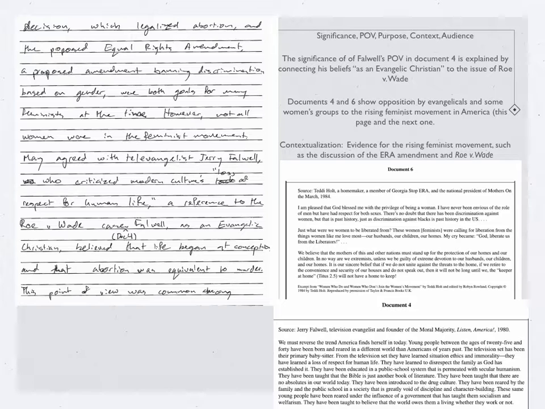And as I said before, the evidence for this rising feminist movement, such as discussion of ERA and Roe versus Wade, gives more context to what is actually going on in the United States, and lets the reader know that this writer does understand what types of belief systems and ideals, to speak of our thematic themes, are pushing people more towards this conservative view of life.